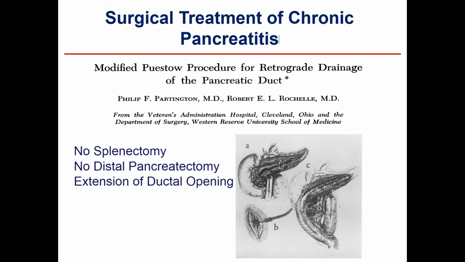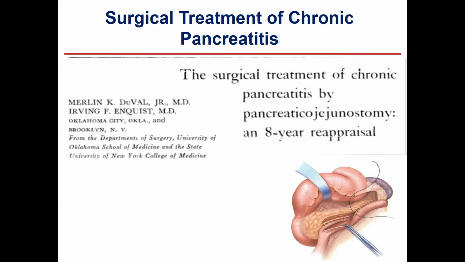And instead of doing the distal pancreatectomy and the splenectomy, they preserved the spleen, filleted the main pancreatic duct, and then brought the Roux limb up to be a side-to-side bowel to pancreas anastomosis, preserving the spleen. So they eliminated the splenectomy, they eliminated the distal pancreatectomy, and they greatly extended the opening of the major pancreatic duct. This is kind of how historically we view the Puestow.